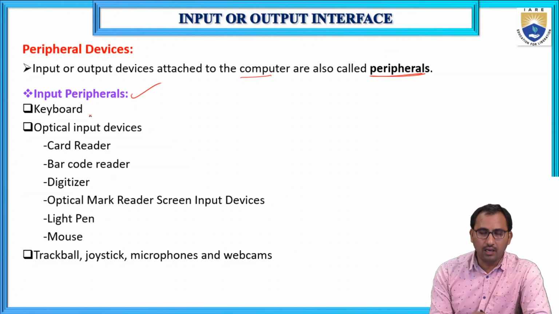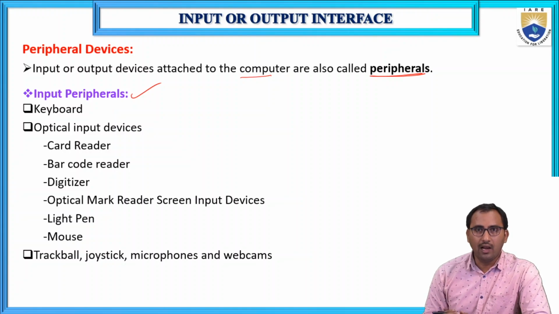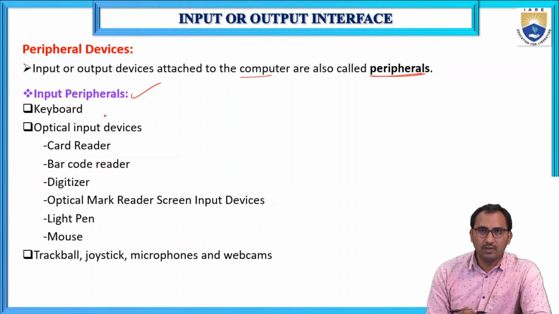The first one is input peripherals. These input peripherals allow the input data to the computer or system. Examples of input peripherals are the keyboard, which we already know, using which we can give input values to the computer, and optical input devices.